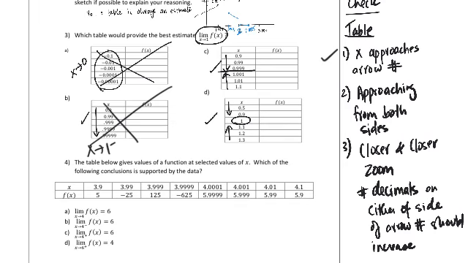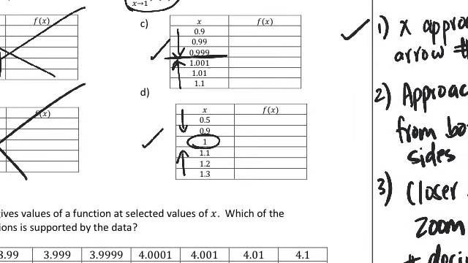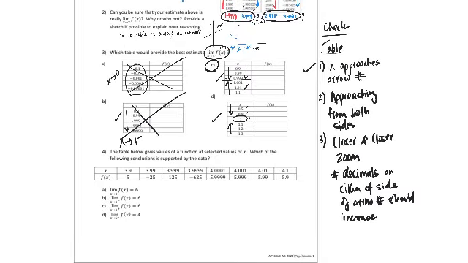Closer and closer zoom effect. Well, let's take a look here. It goes 0.5, 0.9, and then 1. So not really zooming in. Here, it does better. 0.9, 0.99, 0.999. And on the other side, 1.1, 1.01, 1.001. So yeah, I would say this would be the best one. C would be the best table to estimate a limit from.